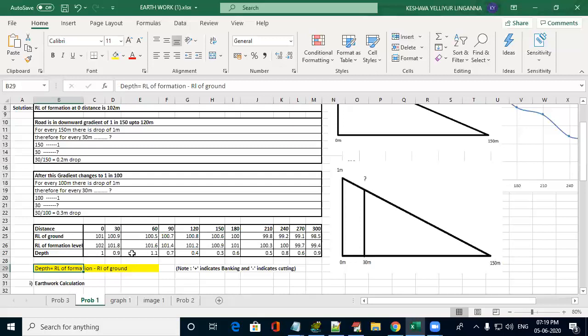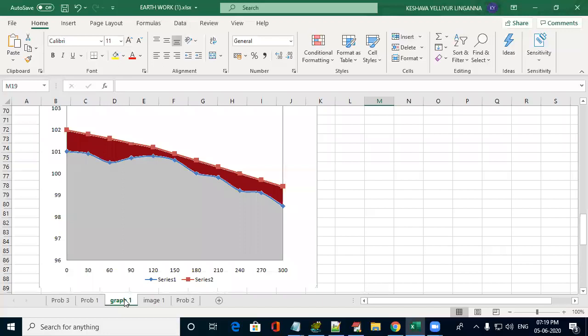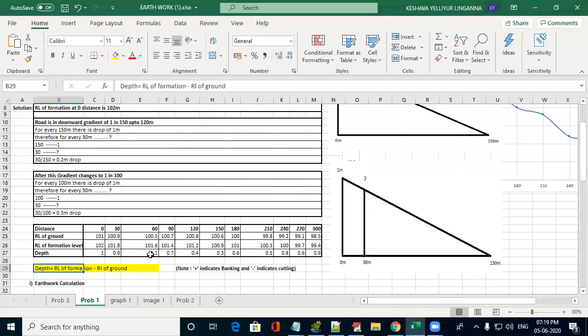If you get the depth values as positive, it means banking. If in between you get anywhere negative, that means there you have to do the cutting. So in the given problem, there is only filling. This is only the case of this problem. Now we have already calculated the depth. That means whatever depth we are getting at each and every 30-meter interval, we have calculated here. This is how you have to solve the problem.